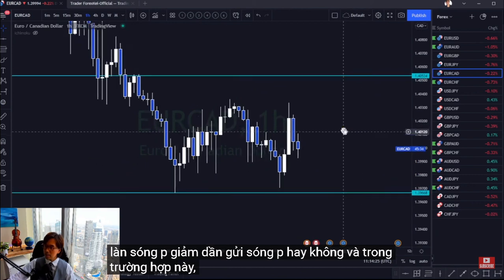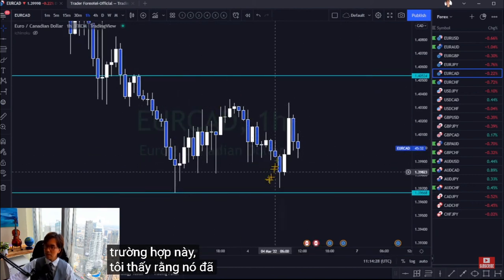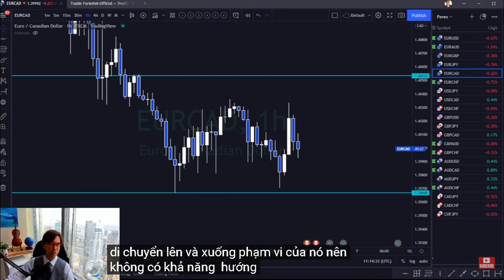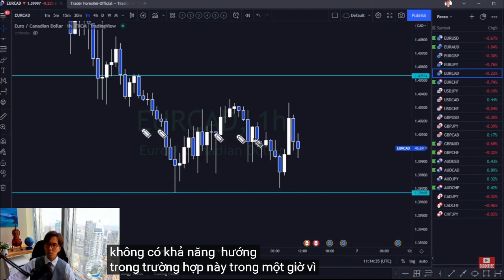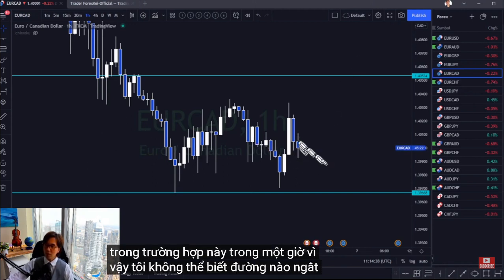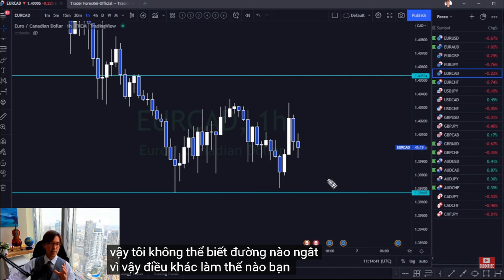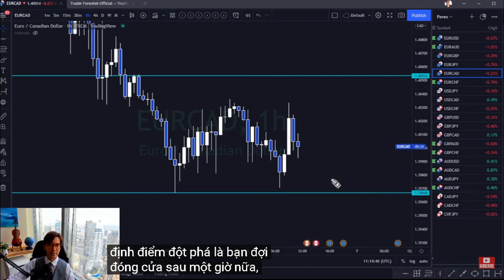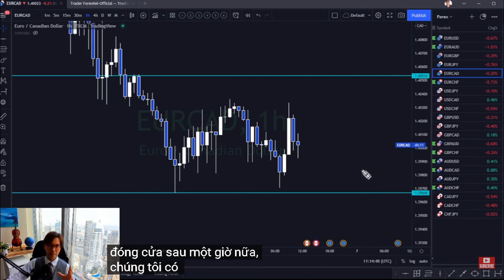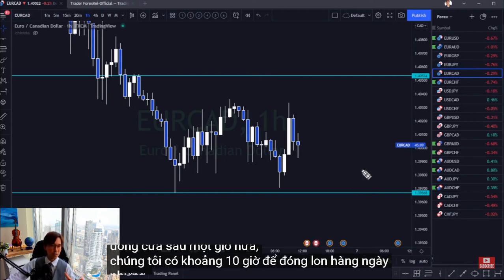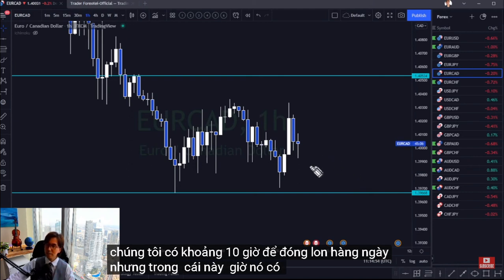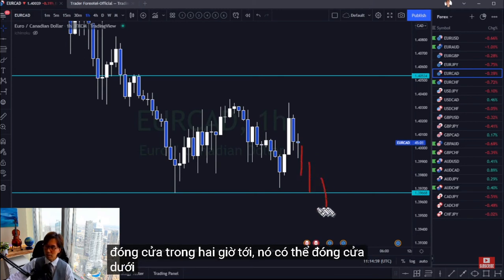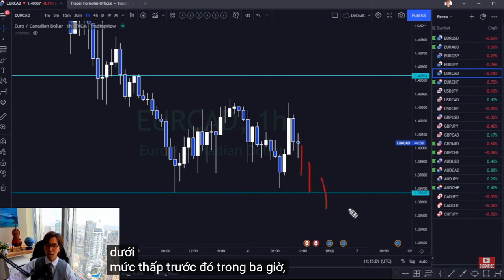and see which way it potentially breaks, whether it's a descending price wave or ascending price wave. And in this case, I see that it has been moving up and down in its range. So there is no potential direction in this case in 1 hour. So I can't tell which way it breaks. So the other way you can identify the breakout is you wait for the close in 1 hour. We have about 10 hours for the daily candle close. But in this 1 hour, it may close in the next 2 hours. It may close below the previous low in like 3 hours, let's say.